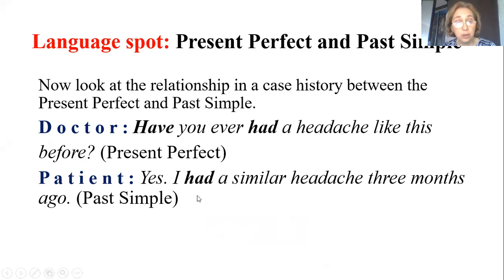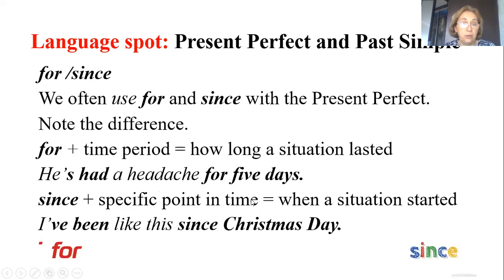And the patient just focuses on the fact that it happened three months ago. The patient says, yes, I had a similar headache three months ago. So he defines the specific time, the time is given. That is why the patient uses the past simple tense. So this is the main difference in the use of these two tenses, and there is information about the use of for and since, but I don't think you can have any problems.